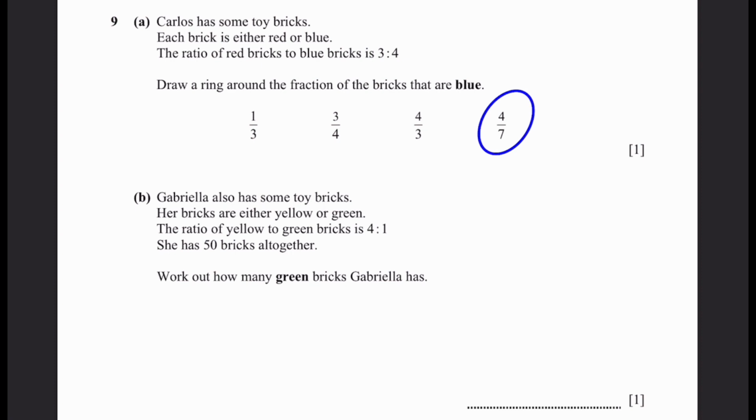B. Gabriella also has some toy bricks. Her bricks are either yellow or green. The ratio of yellow to green bricks is 4:1. She has 50 altogether. Work out how many green bricks Gabriella has. Which means the green bricks is 1 part out of 4 plus 1, which is equal to 5. And that means 1 by 5 into 50, which is equal to 10 green bricks. That's the answer.